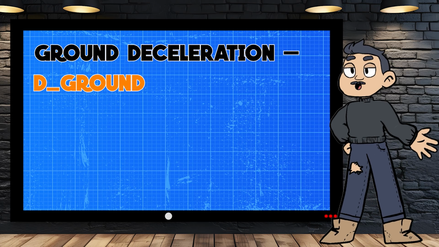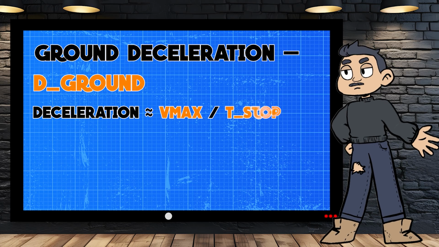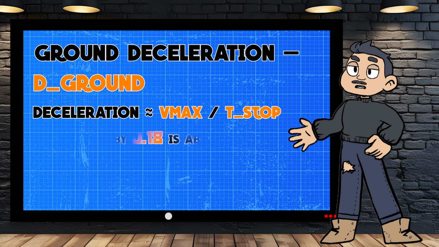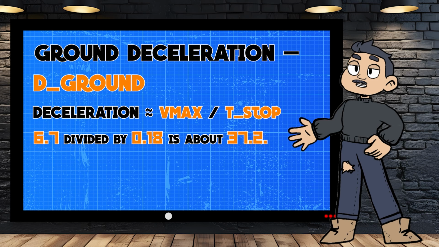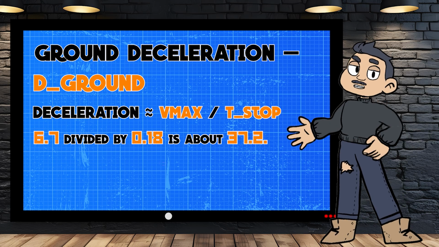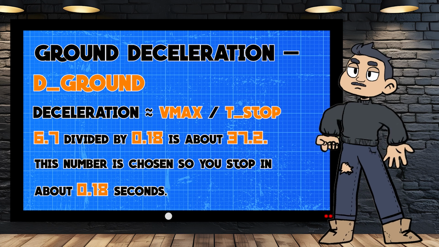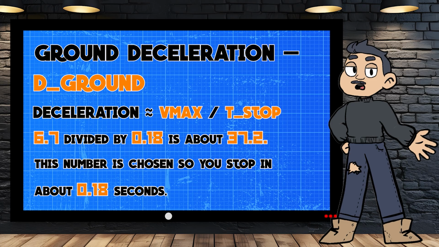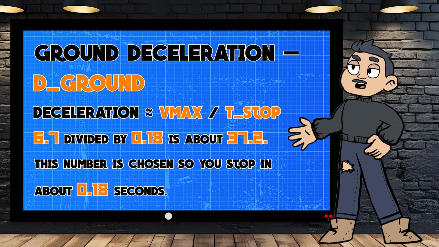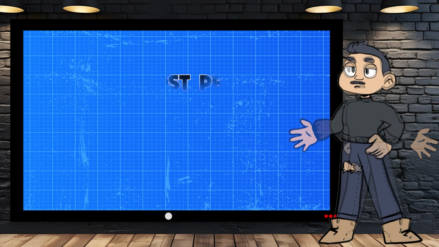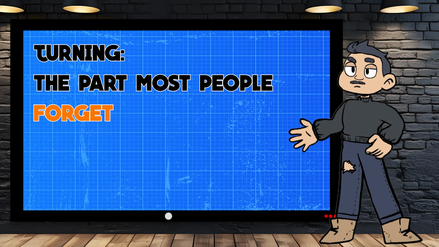Ground deceleration. Same idea. Deceleration approximately Vmax divided by T-stop. 6.7 divided by 0.18 is about 37.2. This number is chosen so you stop in about 0.18 seconds. And again, beginners usually underestimate how important this is. A platformer with a decent jump but sloppy stopping will still feel bad. Turning, the part most people forget.